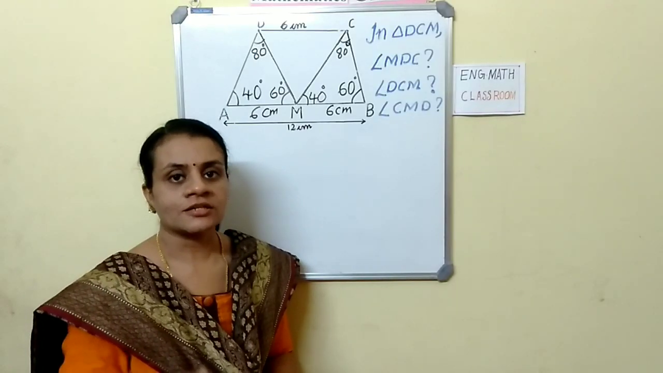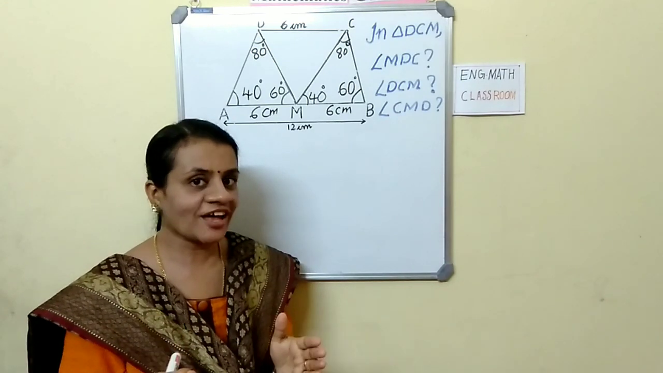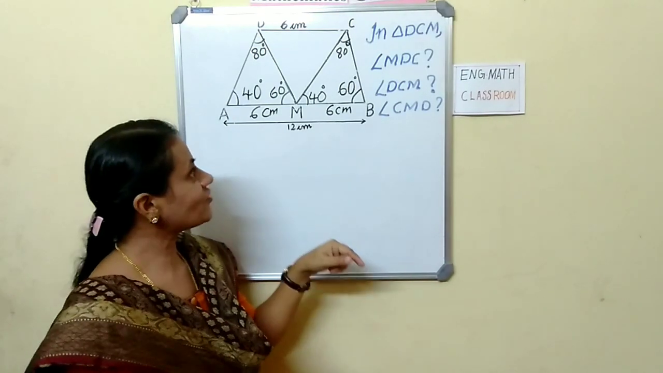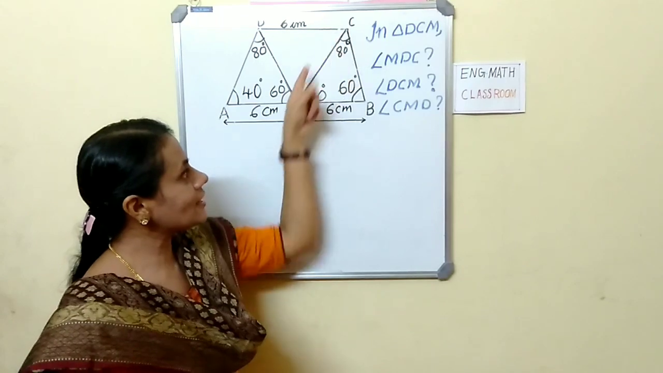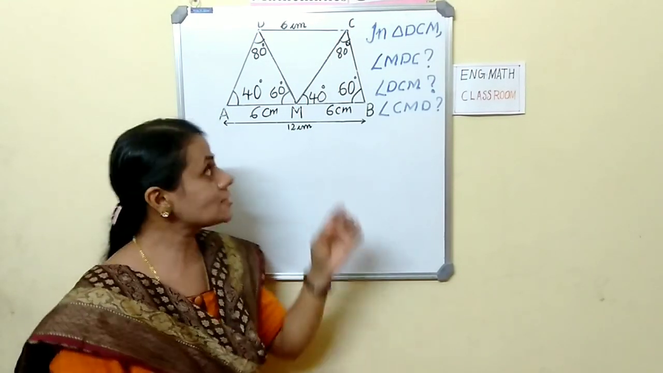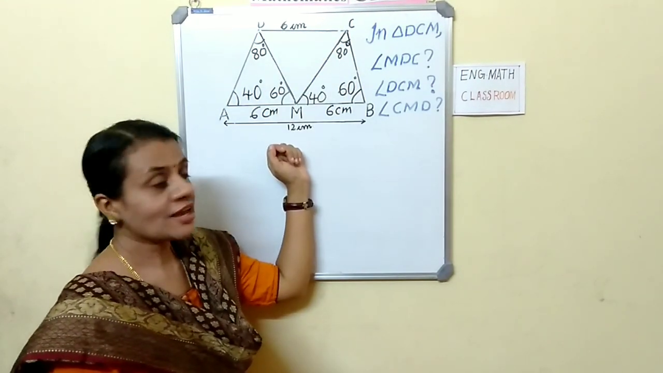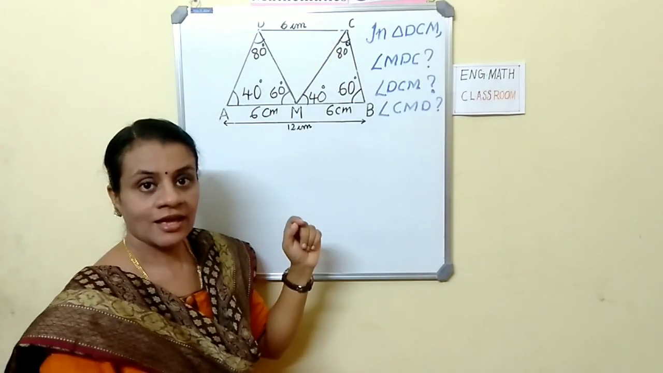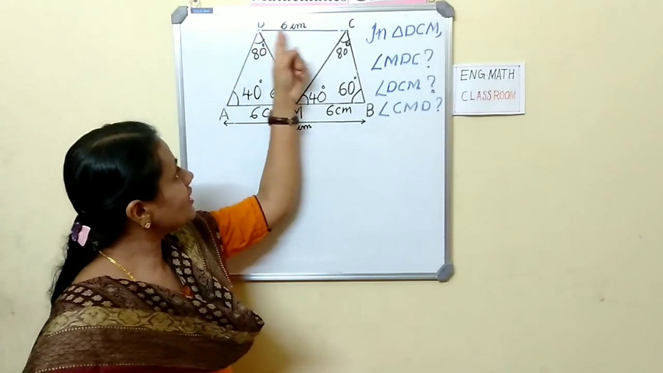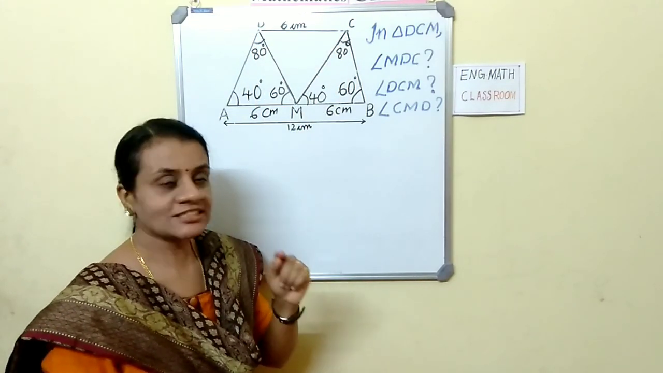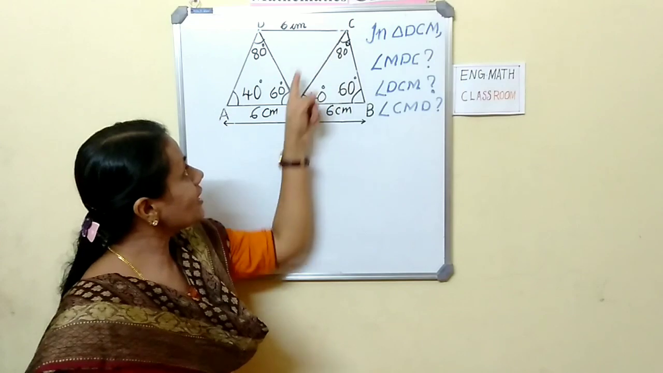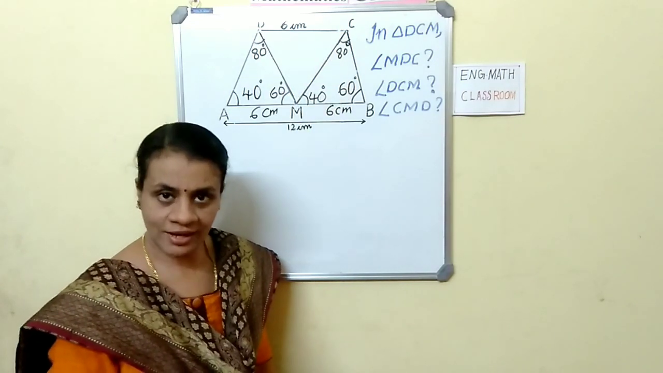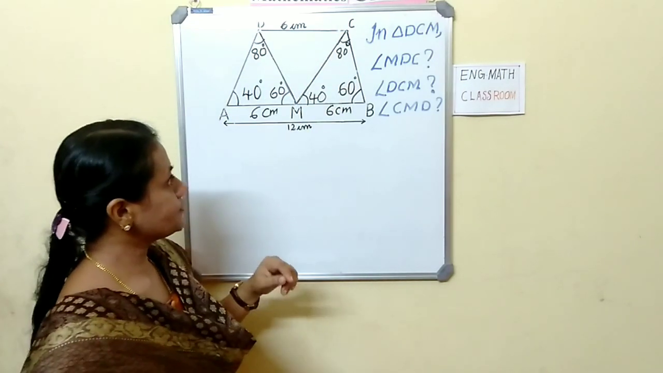Okay children, now we are going to find angles of triangle DCM. What are the angles of triangle DCM? Angle MDC, angle DCM and angle CMD. Right? Now look at here.